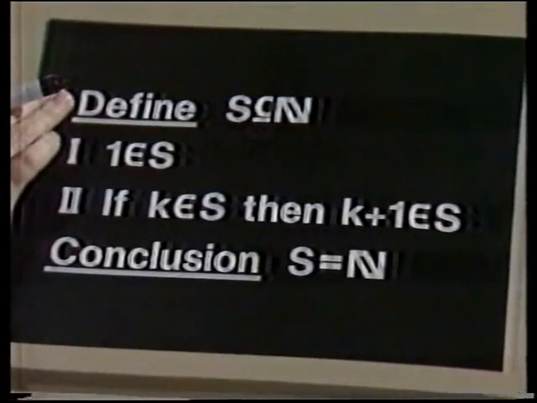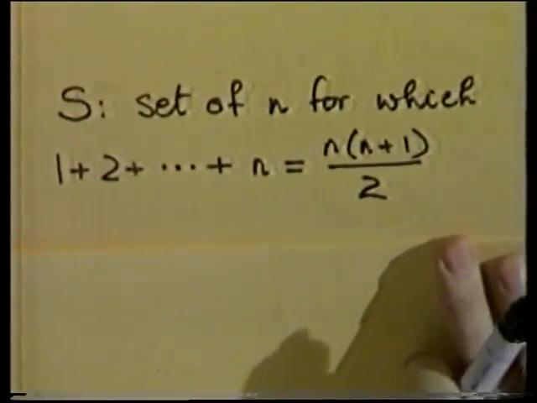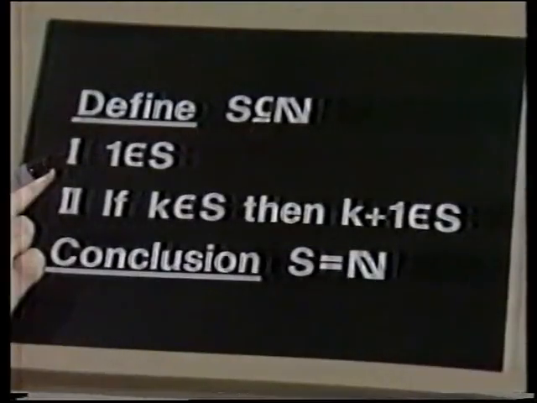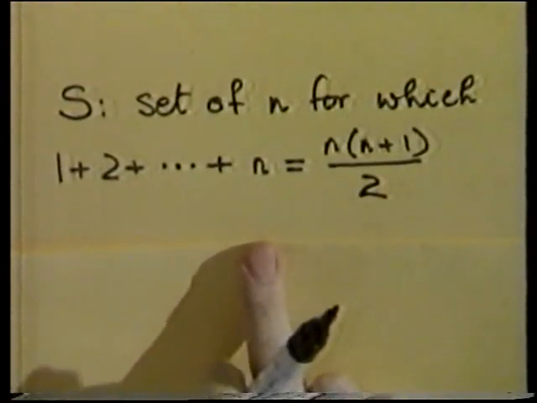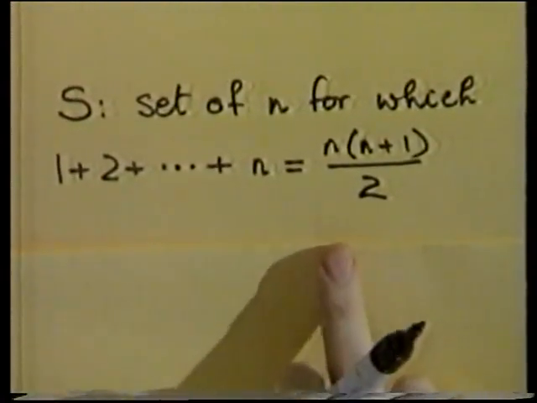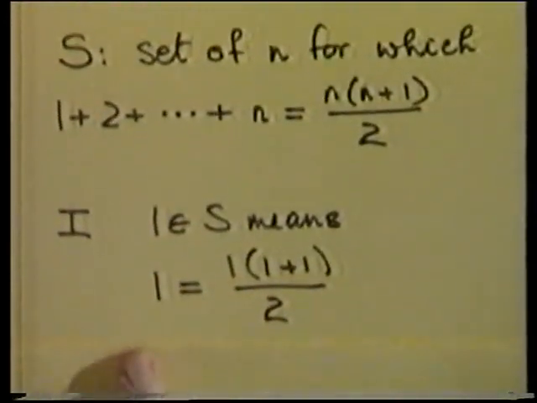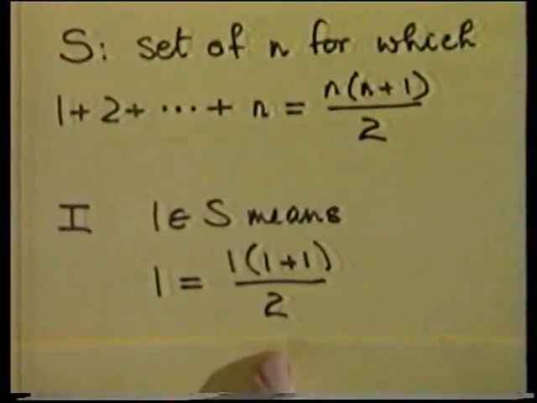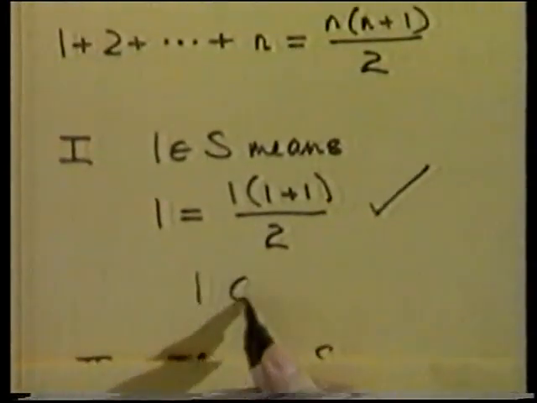Now, in all proofs by mathematical induction, we begin by defining what we mean by the set S. The set S is the set of positive integers for which the result is true. Now, the first step is to show that 1 belongs to S. Well, what does that mean? It means that the statement is true for n equal to 1. Well, when n equals 1, the left-hand side just consists of one term. It's 1. And the right-hand side is 1 times 1 plus 1 divided by 2. So 1 belongs to S means that 1 is equal to 1 times 1 plus 1 over 2. And that's certainly true because both sides are equal to 1. So 1 does belong to S.